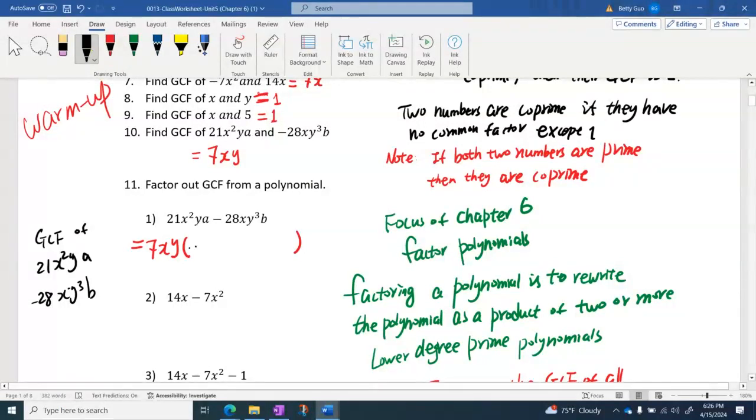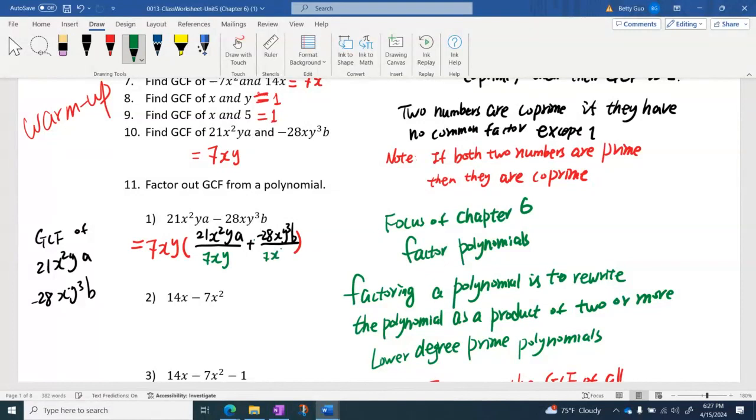Firstly, we are going to use the original term 1, which is 21x squared y a, over the GCF we just factored, 7xy. And then plus the original term 2, which is negative 28xy cubed b, over the GCF of 7xy. I think everybody can do that.